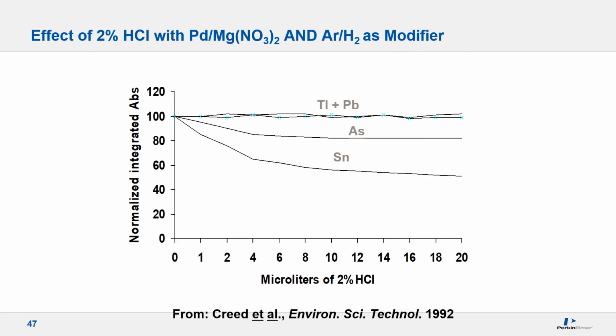However, if we perform the same experiment using the modifier with argon hydrogen as a mixed gas, notice the effect is significantly reduced or eliminated by this combination. So how does this work?